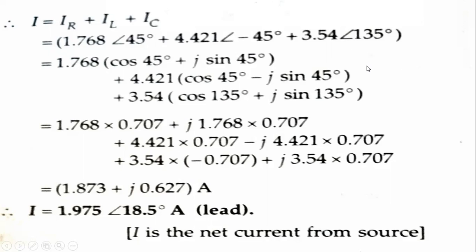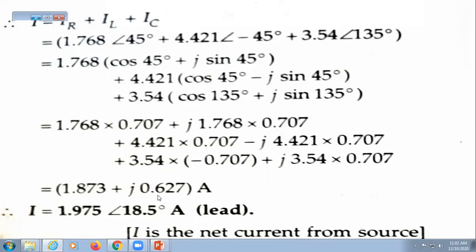Now come towards the third, where 3.54 is the magnitude. Just take that magnitude outside: cos of theta, where theta is 135 degrees, plus j sin of theta, again 135 degrees. Now convert cos 45 plus j sin 45 degrees, whatever values you get. In this way you can calculate and multiply in all the cases.